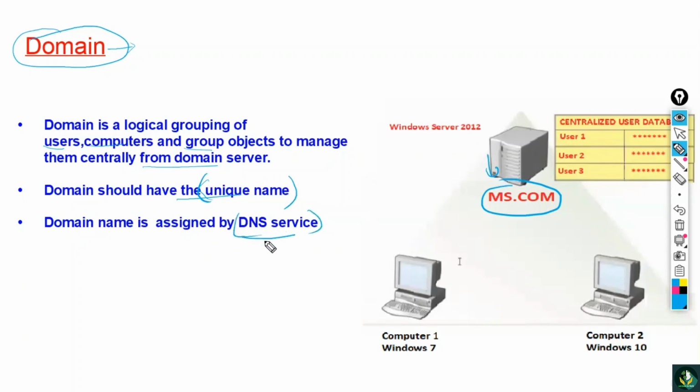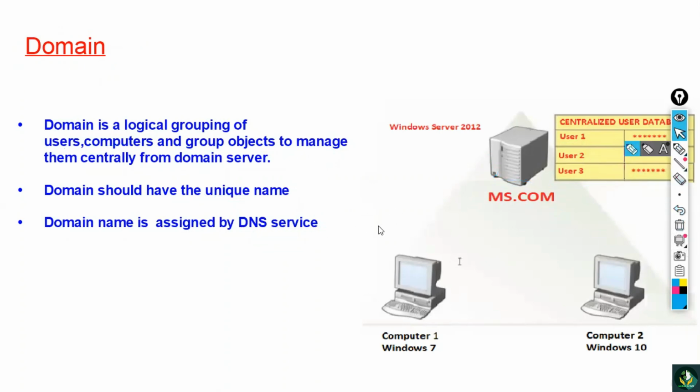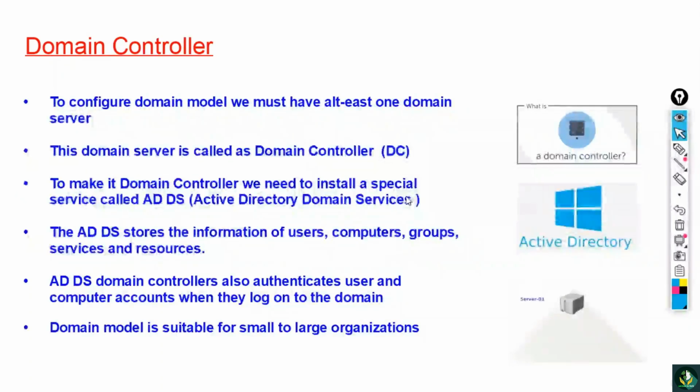and the domain name is assigned by the DNS service. So guys, we have one service which is called DNS service, and who is providing the name to our logical network? DNS service. DNS service provides a logical name to our domain. We will do the lab and you will see that we will provide the domain name and it is provided by the DNS service.